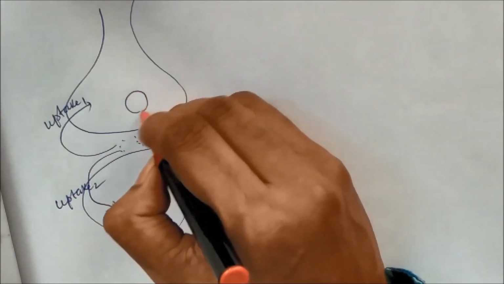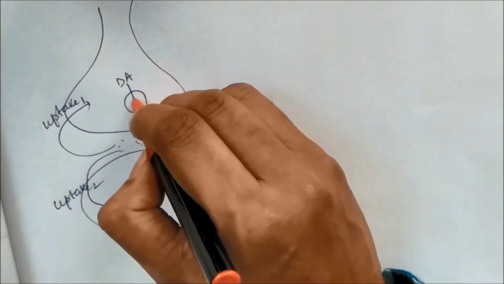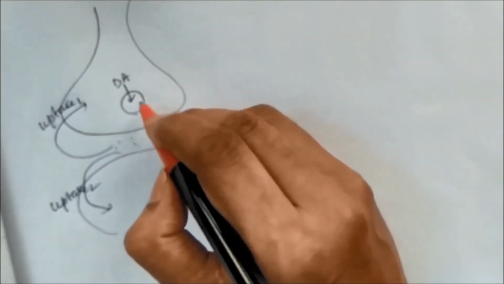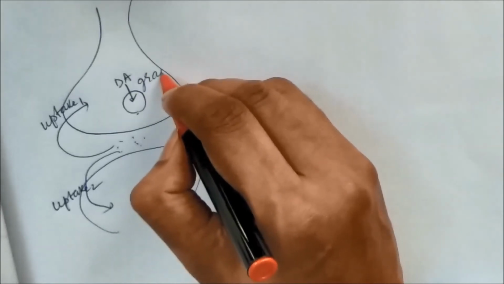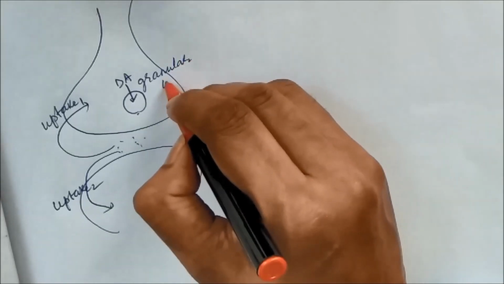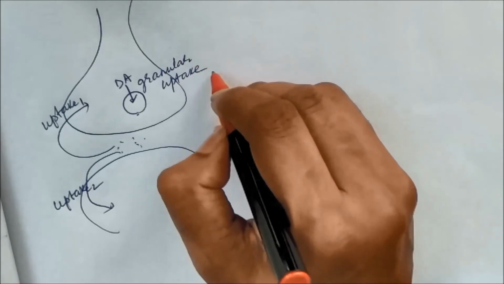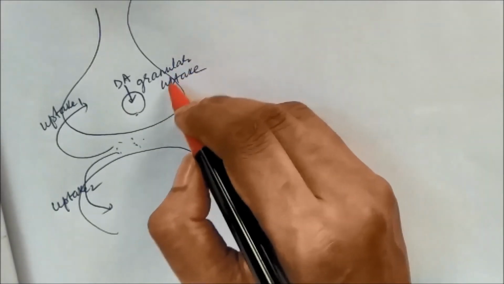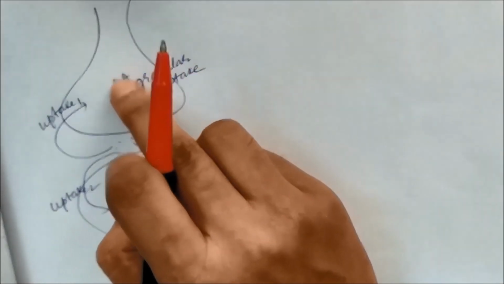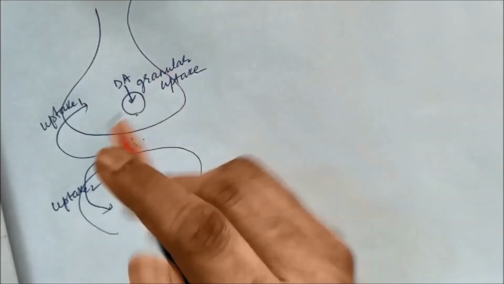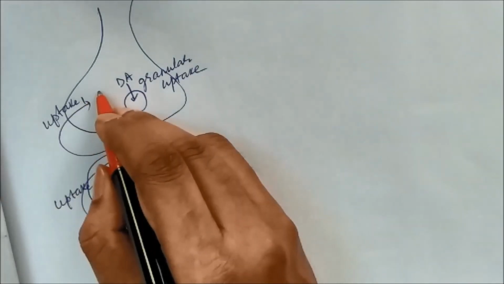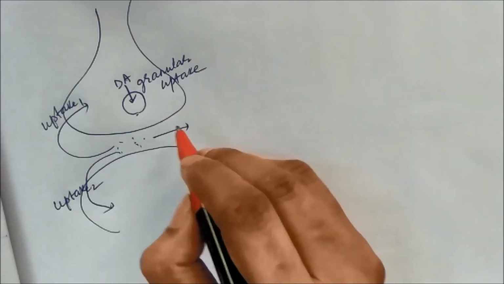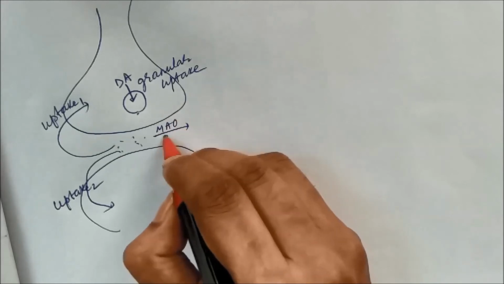And when dopamine is synthesized and it is taken up into this vesicle, this is called granular uptake. So three types of uptake are there. So termination of action means we can inhibit this granular uptake, so there will be no storage and there will be degradation of dopamine, or we can inhibit uptake 1 or uptake 2, so that they will be degraded here by MAO and COMT.